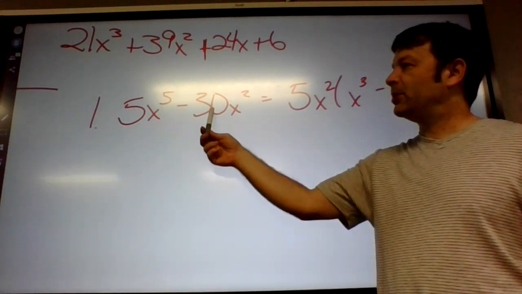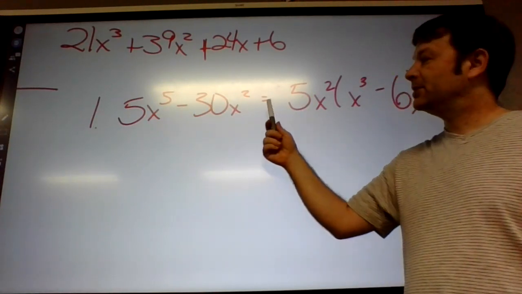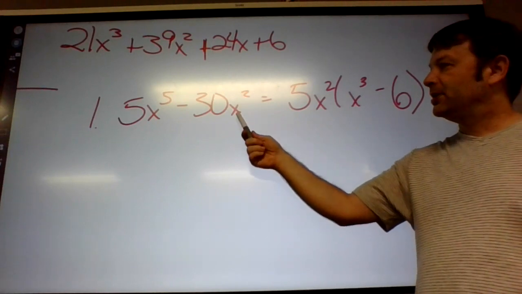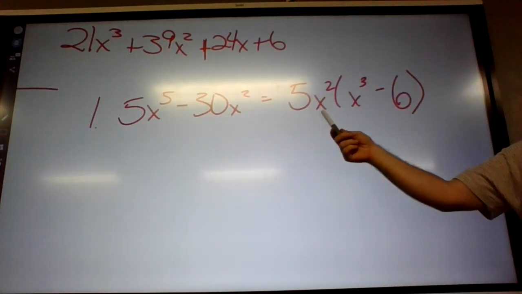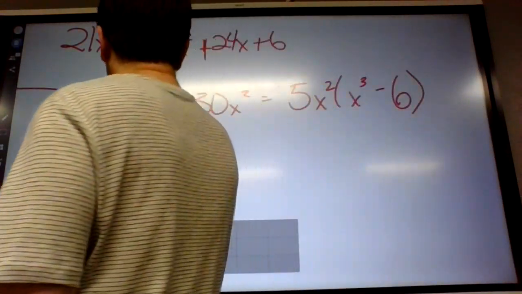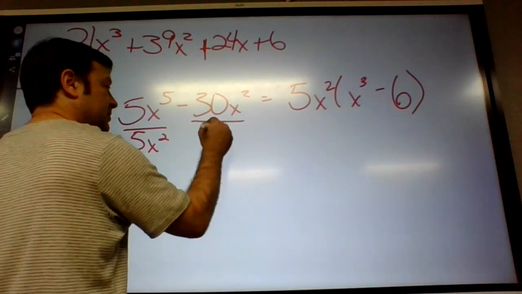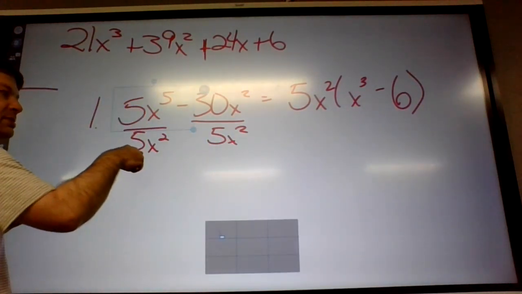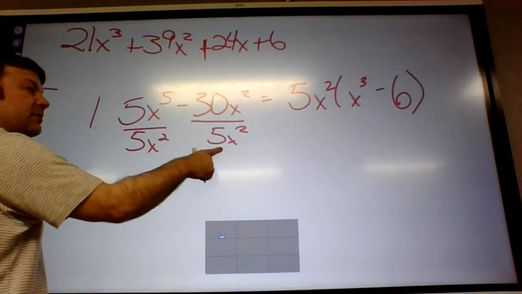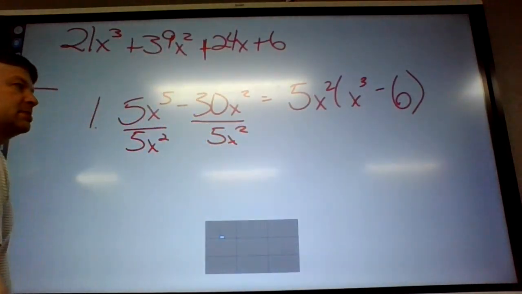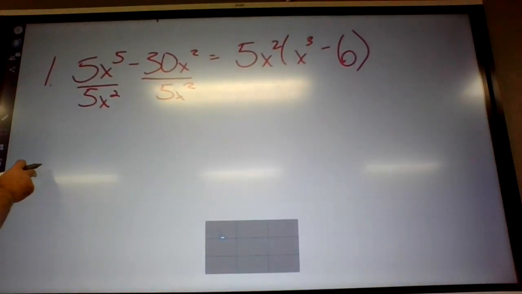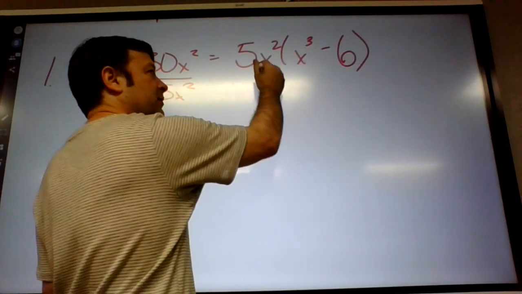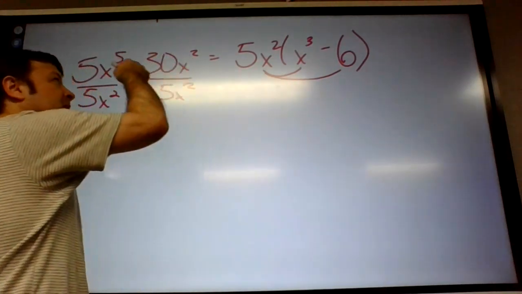So what can both 5 and 30 go into? The answer is 5. So this is what we can divide them both by. What can we divide x to the fifth and x squared by? x squared. Basically, whoever has the least. They both at least have x squared, so that's what you can take out. It's kind of like reverse distribute, because instead of multiplying it together, you're dividing it out. So this is what he did. He did this divided by 5x squared, that's where he got x cubed. And he did this divided by 5x squared, that's where he got minus 6. And by the way, if you did it right, how can you check it? If you put it back together, if you distribute, it should go back to that.